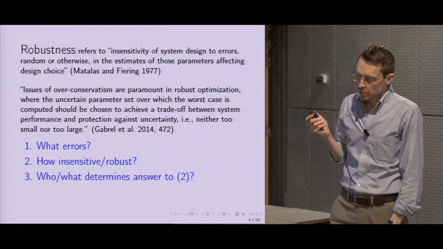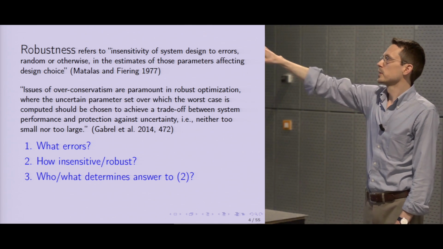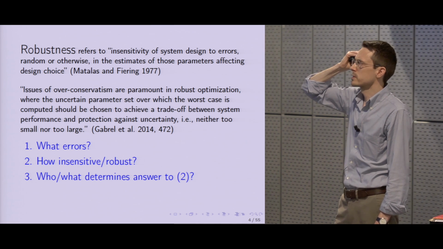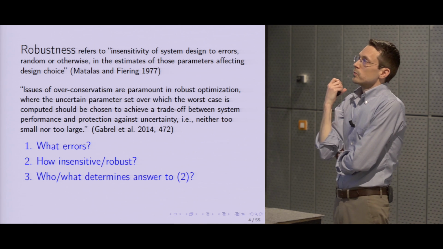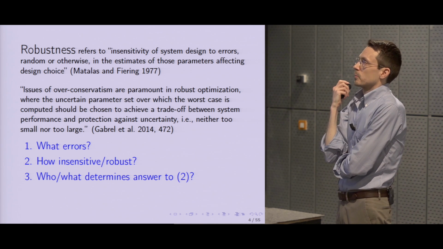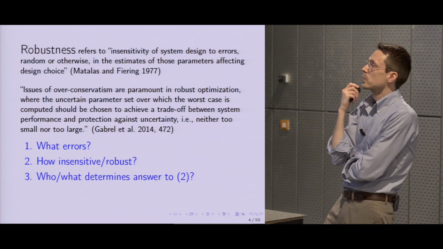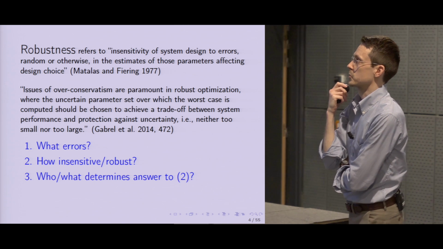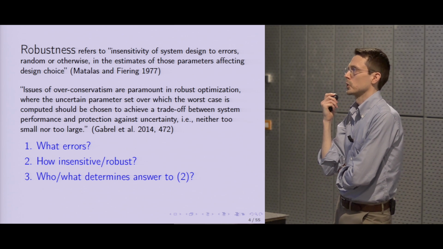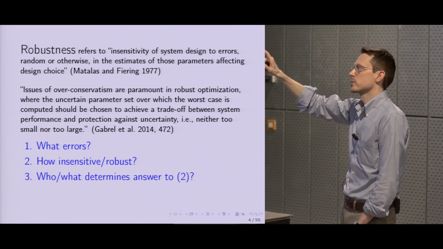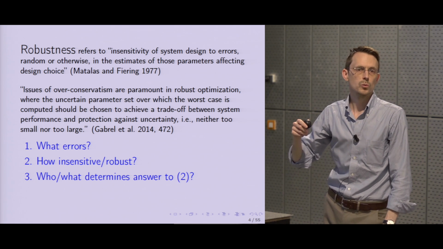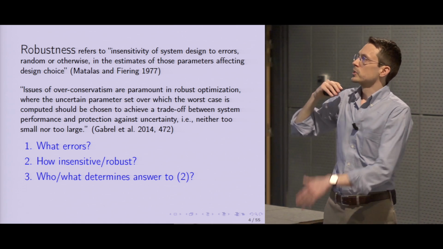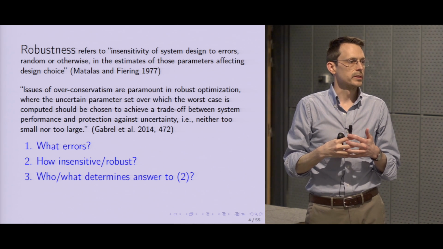Another important issue that is informing our thinking about robustness is coming up in the second quote, which comes from a very recent survey of methods in robust optimization. Issues of over-conservatism are paramount in robust optimization, where the uncertain parameter set over which the worst case is computed should be chosen to achieve a trade-off between system performance and protection against uncertainty, i.e. neither too small nor too large. If you read that in context, they're not really suggesting that all there is to robustness is thinking about the worst case. What I mean to highlight out of this is just the issue of having to come to some judgment about the level of conservatism involved.